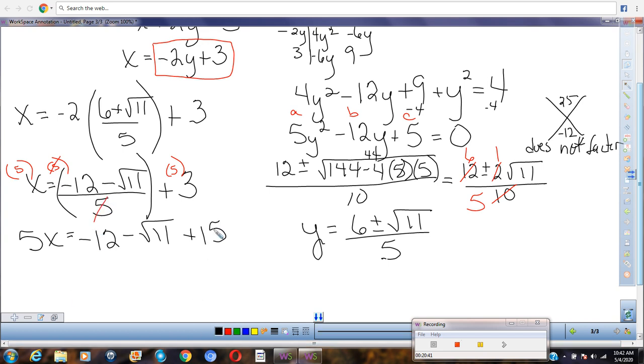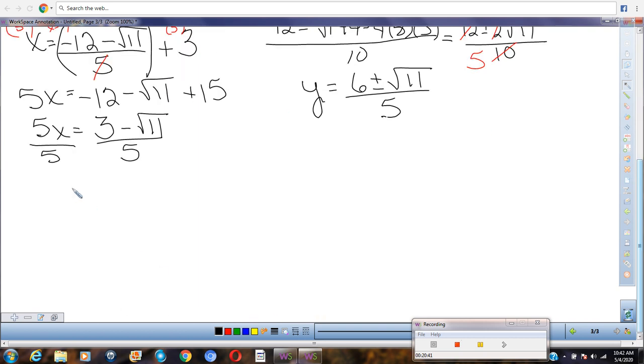All right, so now we can collect like terms. I have 5x equals negative 12 and 15 is positive 3. I have minus square root 11. So then how do I get x by itself? I'm going to divide both sides by 5. So in this case, my first point I have, my x value is (3 minus square root 11) over 5, when my y value was (6 plus square root 11) over 5.